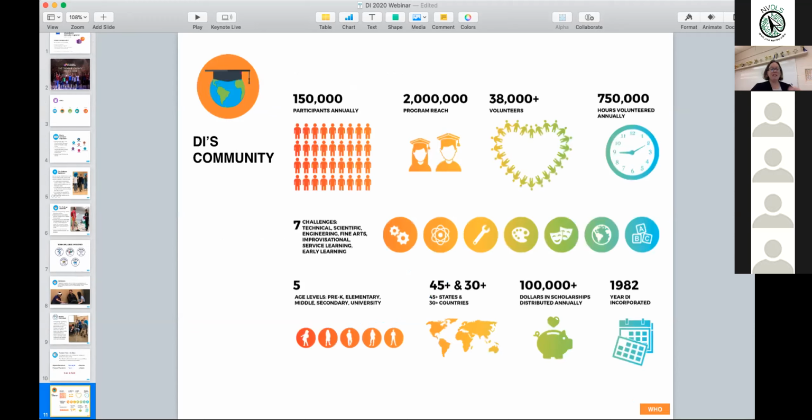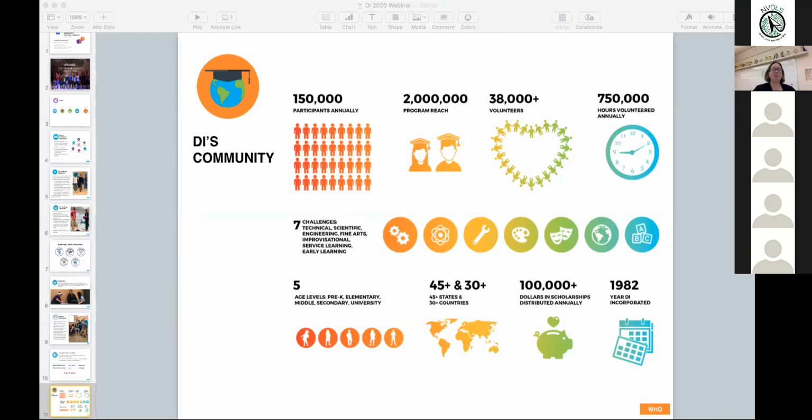Okay, so Destination Imagination, like I already said, is 150,000 participants annually. Even in the Lower Mainland Regional Tournament, we've had teams come from Alberta to compete because they didn't have their own tournament. I think, and Brian can confirm, we even had a team at the provincials from China. I can't remember. He would know. But it does reach over 2 million people. And like I said, it's K to 12. It has 38,000 volunteers. It has those challenges. It has those 5 levels that are going on. And you can see it's 30 plus countries. And they distribute a lot of scholarship money as well.